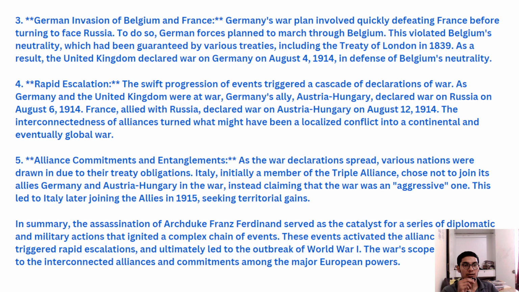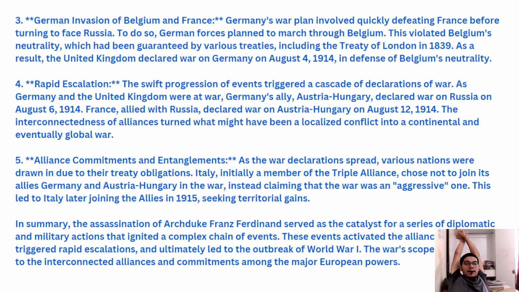Third point, German invasion of Belgium and France. Germany's war plan involved quickly defeating France before turning to face Russia. To do this, German forces planned to march through Belgium. They violated Belgium's neutrality, which had been guaranteed by various treaties, including the Treaty of London in 1839. As a result, the United Kingdom declared war on Germany on August 4, 1914 to defend Belgium's neutrality.